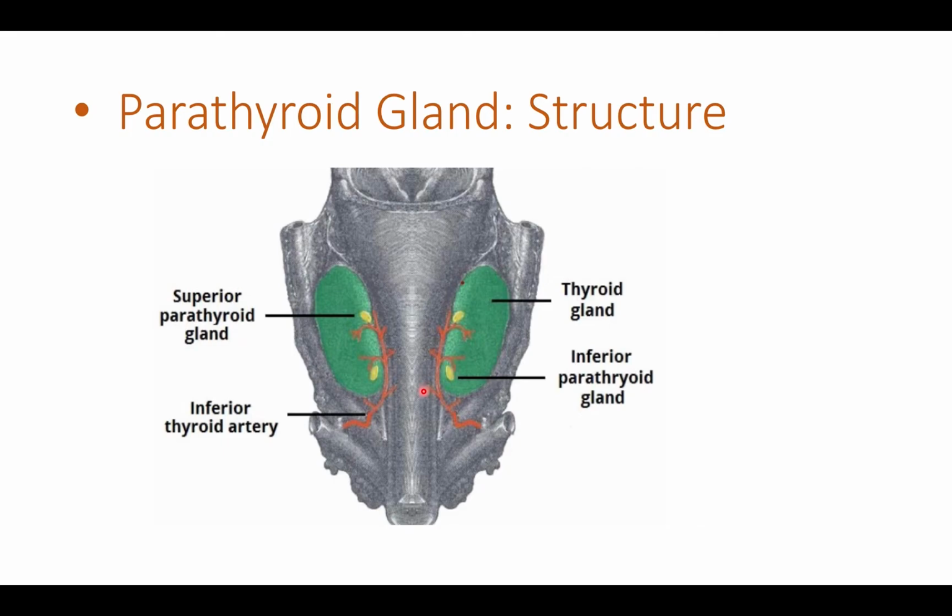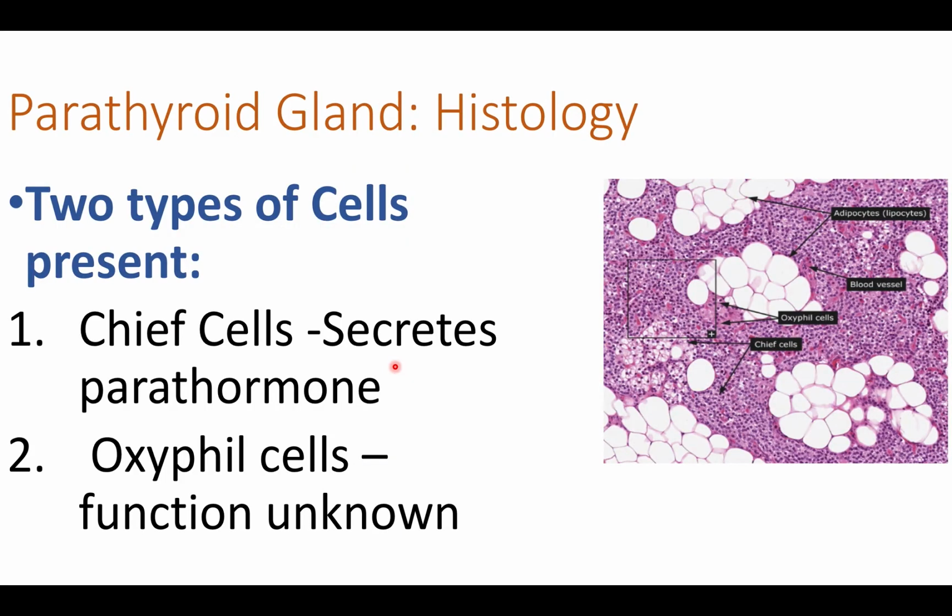Each parathyroid vein drains into the superior, middle, and inferior thyroid veins. The superior and middle thyroid veins drain into the internal jugular vein, and the inferior thyroid vein drains into the brachiocephalic vein. Now we'll see its histology.